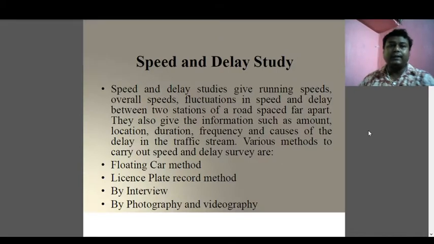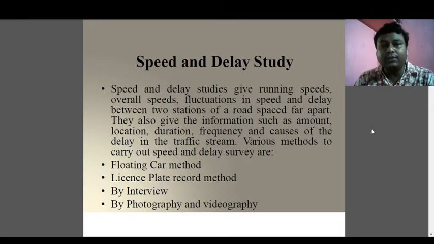So what is speed and delay study? A speed and delay study gives the running speed, overall speed, fluctuation speed, and delay between two stations of a road space far apart. It also gives information such as amount, location, duration, frequency, and causes of the delay in the traffic stream. Various methods to carry out speed and delay surveys are floating car method, license plate method, interview techniques, and photography and videography technique. Before going into details about these methods, first we have to learn the basics about speed and delay.